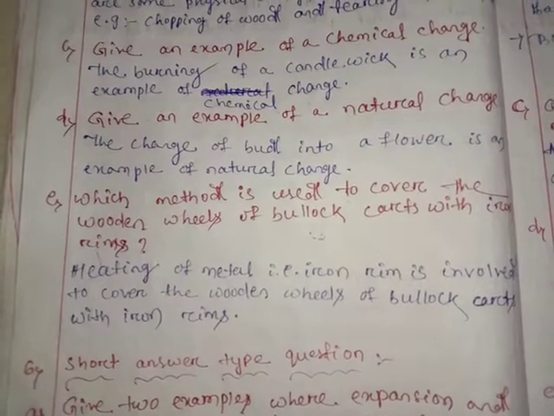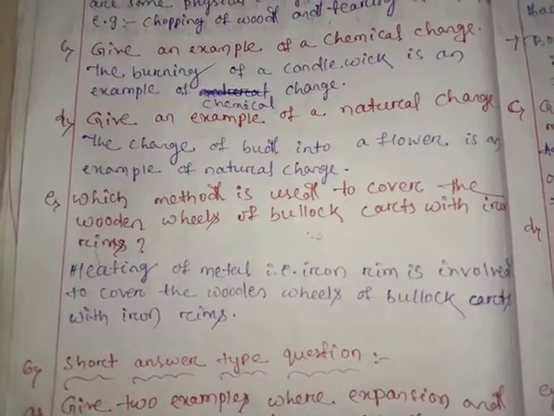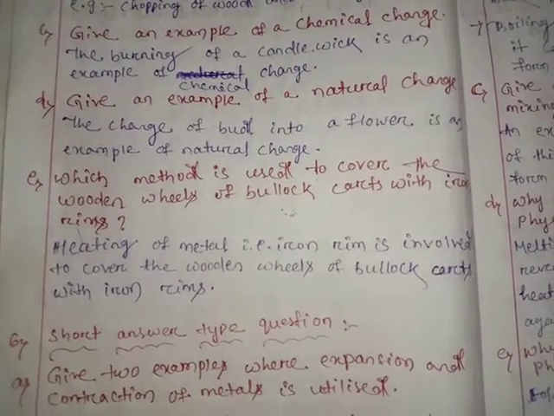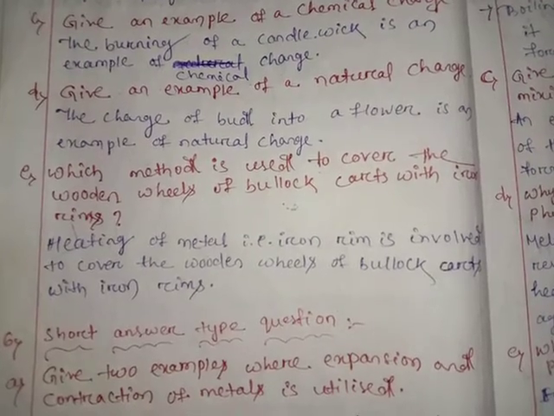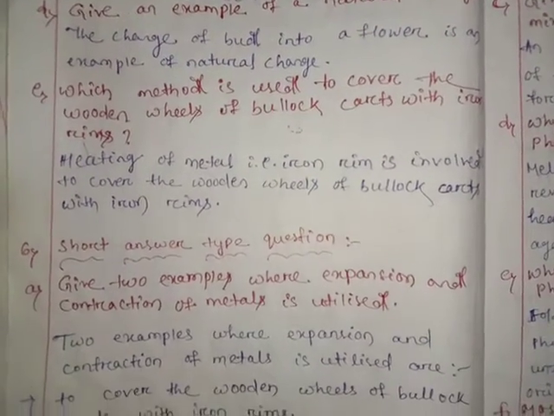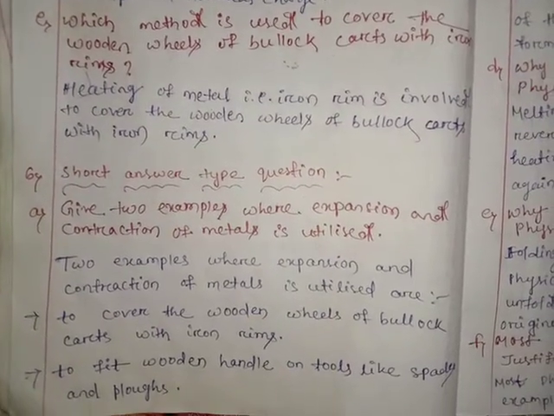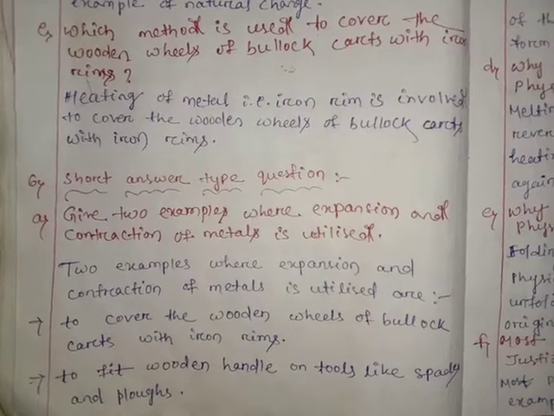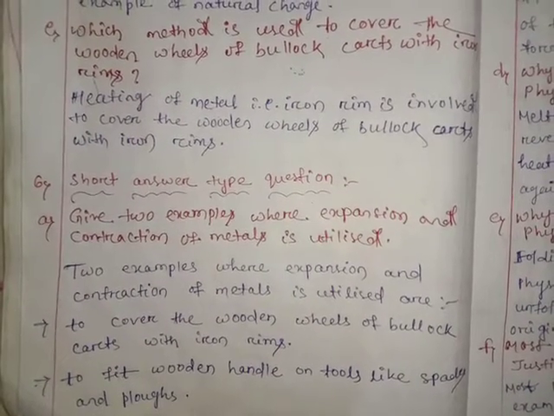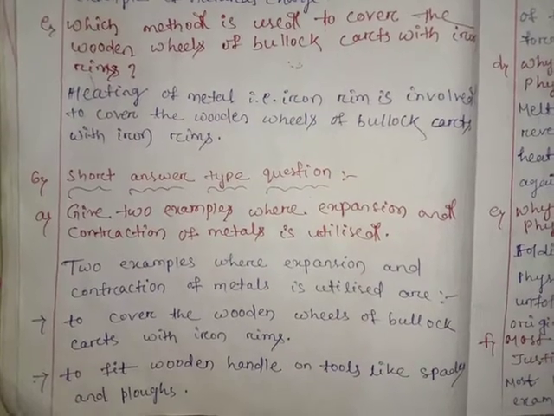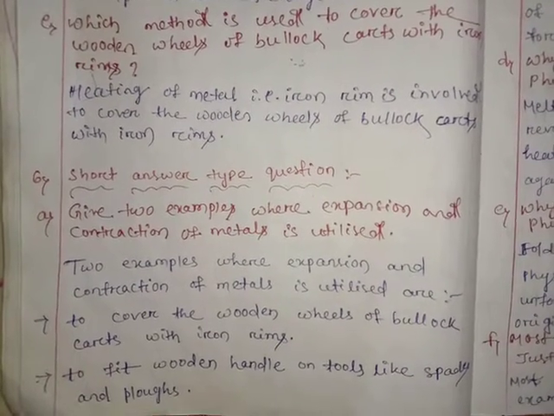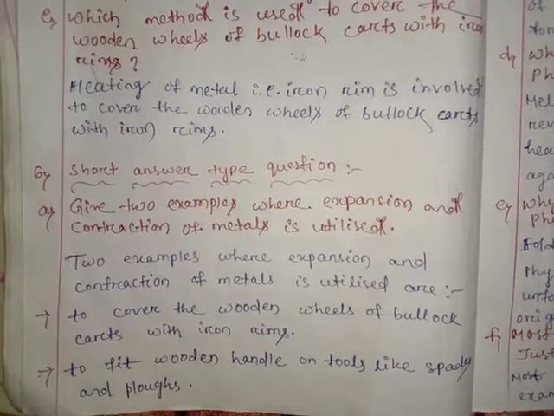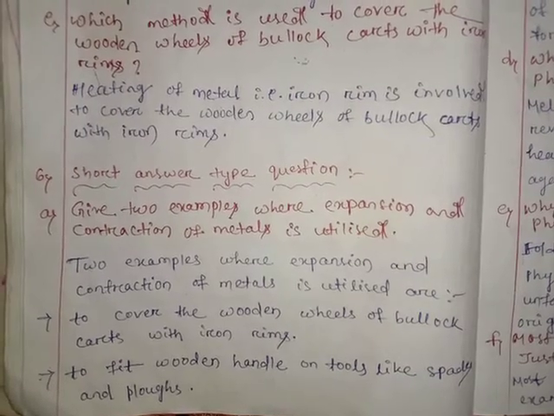Which method is used to cover the wooden wheels of bullock carts with iron rims? So heating of metal, that is iron rim, is involved to cover the wooden wheels of bullock carts with iron rims. Then 6 number, short answer type questions. First question is give 2 examples where expansion and contraction of metals is utilized. So 2 examples where expansion and contraction of metals is utilized are to cover the wooden wheels of bullock carts with iron rims, to fit wooden handle on tools like spades with plow.